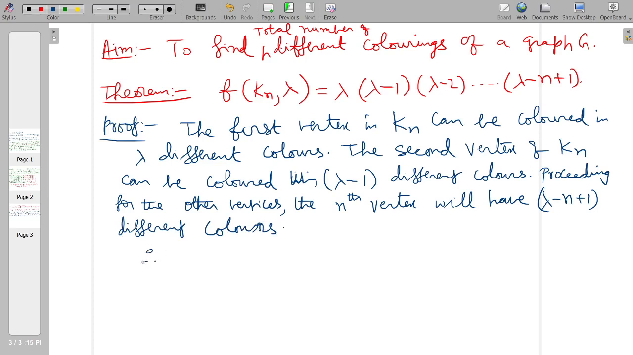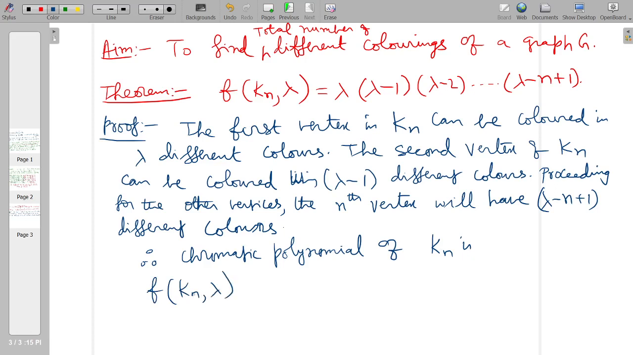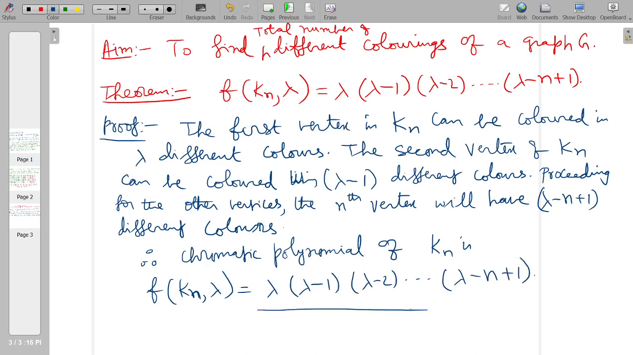Therefore, the chromatic polynomial of Kn is f(Kn, lambda). This would be lambda into lambda minus 1 into lambda minus 2, and so on, up to lambda minus n plus 1. So this is the formula that you have to remember.